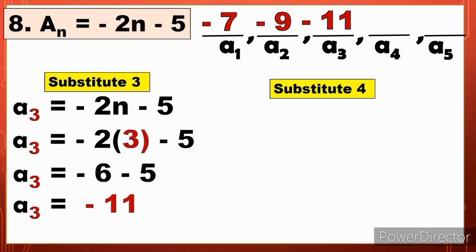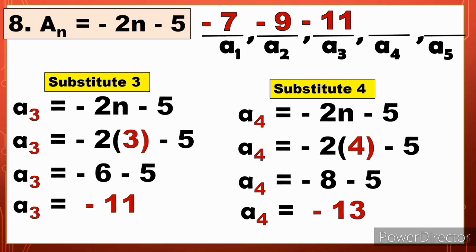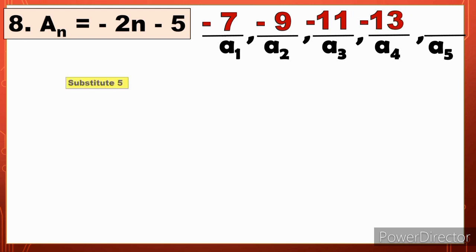Okay, para makuha yung fourth term or a sub 4, we substitute 4. So, a sub 4 now equals negative 2n minus 5. So, papalitan natin ng 4 yung n. So, a sub 4 equals negative 2 times 4 minus 5. And then simplify, negative 2 times 4 is negative 8. Therefore, we have a sub 4 equals negative 8 minus 5. It is equal to negative 13. So, ang fourth term natin is negative 13.